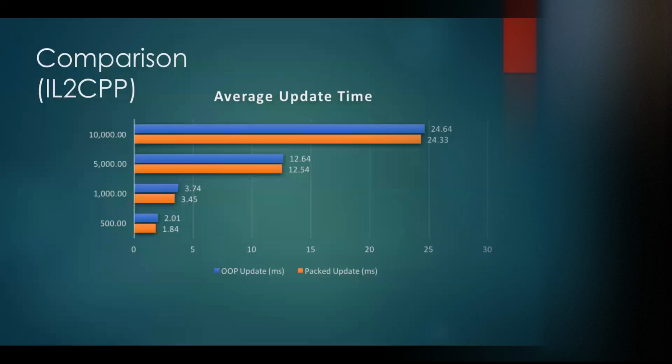We can see that for the case of only 500 soldiers, we shaved about 20 milliseconds, 15 milliseconds, sorry, 0.15 milliseconds. And then the extreme case of 10,000 soldiers, it's a whole 0.3 milliseconds faster. So, yeah. That's good.